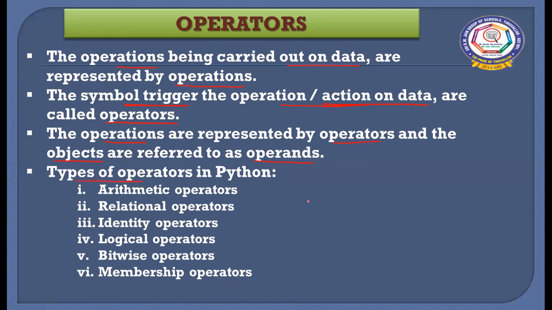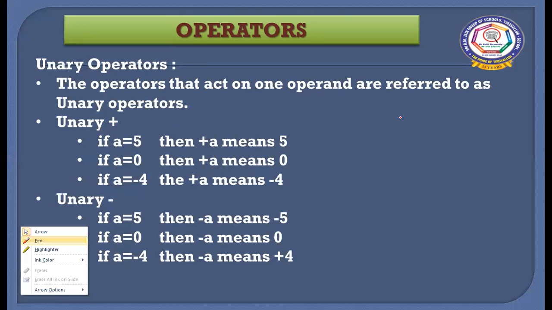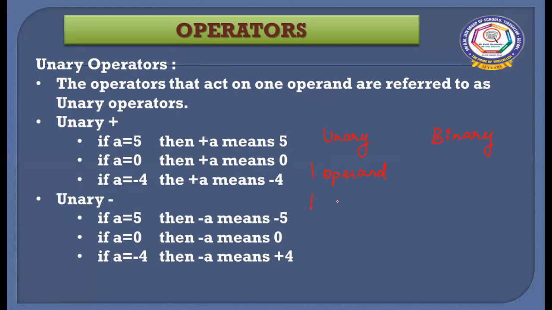So, we have different types of operators: arithmetic, relational, identity, logical, bitwise, and membership operators. Here, all these operators should be categorized based on two things. One is your unary operator, the other one is binary operator. In a particular expression, if I have only one operand and one operator, we call it a unary operator. If in the same expression I have two operands and one operator, we call it a binary operator.